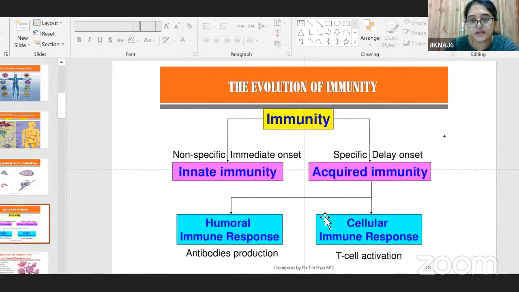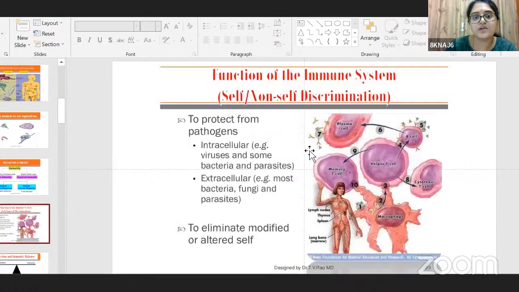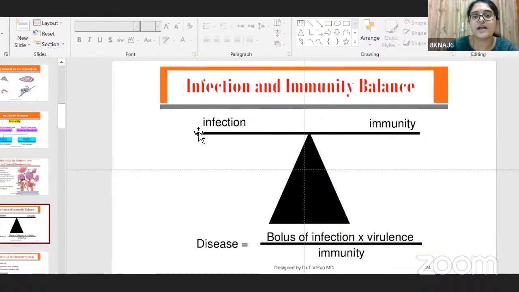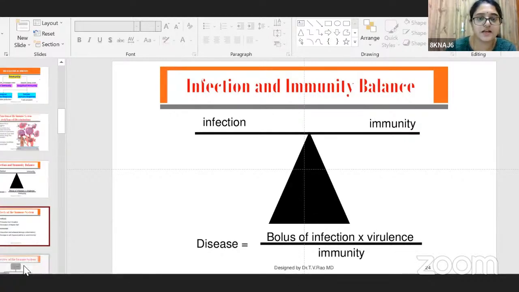And when it comes to the cellular immune response, you have the T cells, your B cells, and for that matter, your natural killer cells, your null cells, all of them come under the cellular immune response, your eosinophils. We'll come to that later. So this is all about the evolution of the immunity. So again, the function is self and non-self discrimination, and recognizing modified altered cells. And when it comes to the infection and immunity balance, you get to see that if you have a disease, that is infection overcoming immunity, one of the definitions.